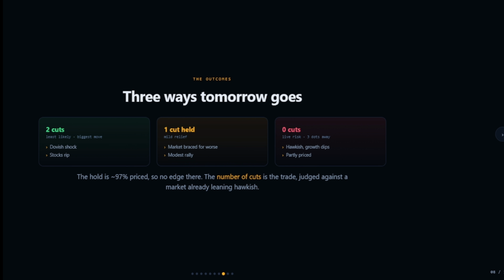3 ways tomorrow can go, and judge each against the market already leaning hawkish. Holding at 1 cut is actually a mild relief because everyone's braced for the worst. Dropping to 0 cuts is hawkish. The stocks will dip, led by growth, but it's partially priced. And 2 cuts would be a shock rally, but it's the least likely, coming in at a 3% chance for tomorrow.